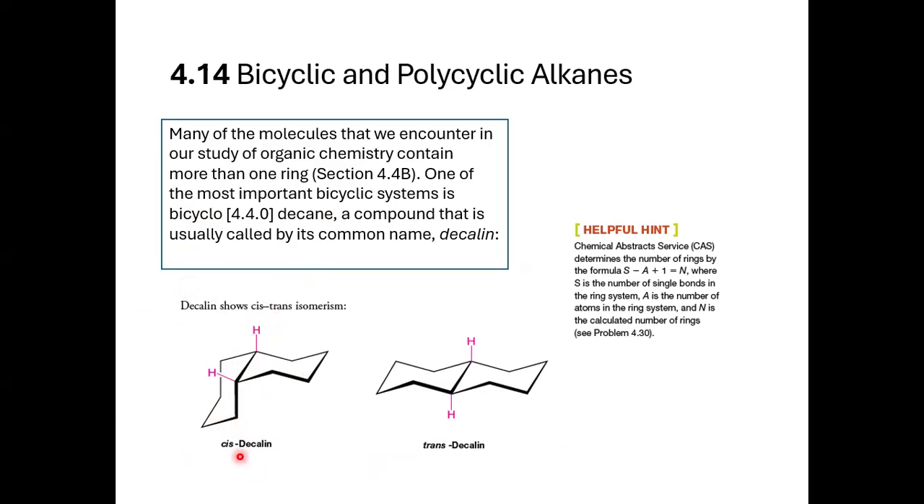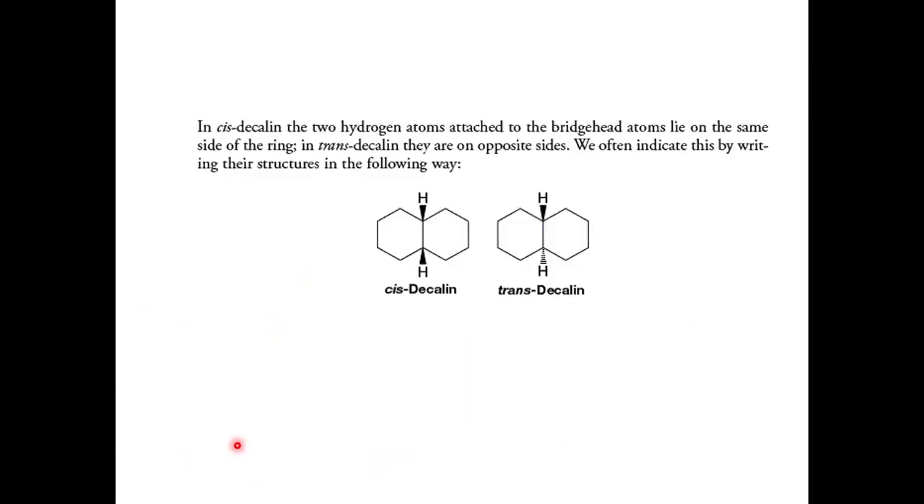You can also write it using the top view of the hexagonal form of cyclohexane. So you have your cis decalin. You can write the cis, which means they are on the same side. So you can have these two wedge bonds. Wedges mean they are on the same side.